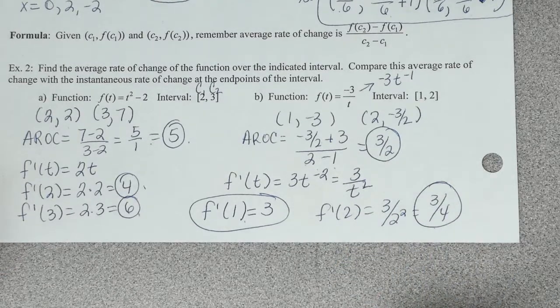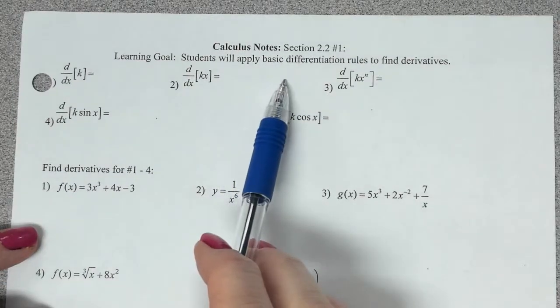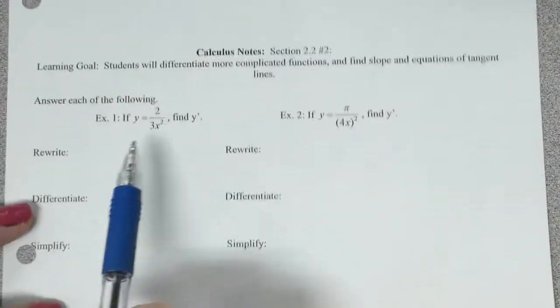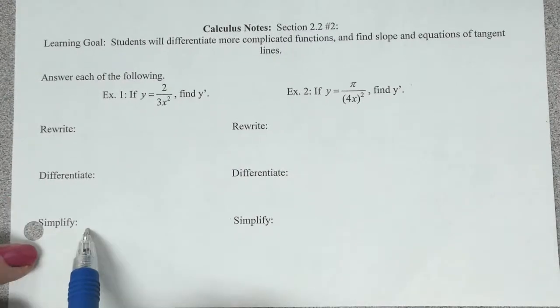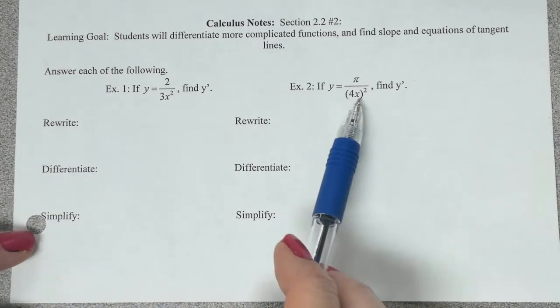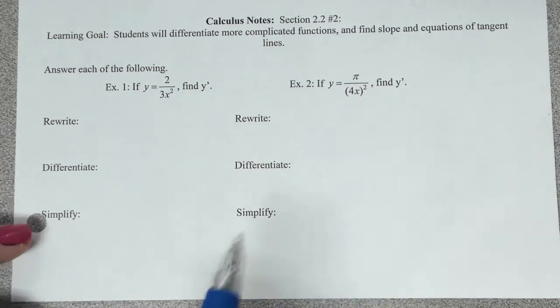Okay? So your quiz is going to be on Wednesday. So all these concepts are going to be on there. So we need to know our basic differentiation rules. You need to have these 5 things memorized. You need to know how to do rewrite, differentiate, simplify. You need to know how to do that with more complicated problems. Remember, on a problem like this, you want to just square that out first and then do a rewrite.